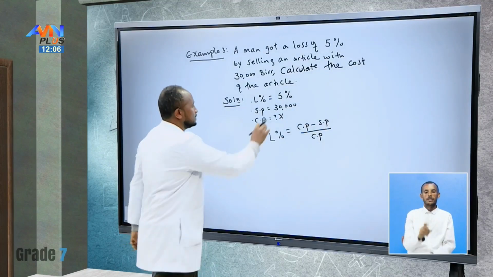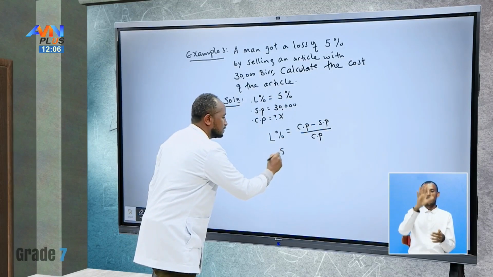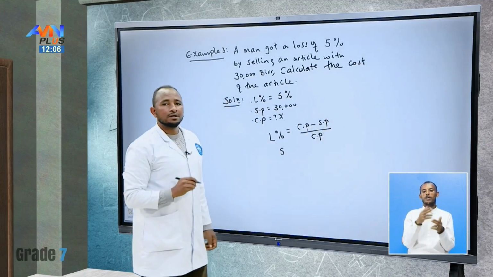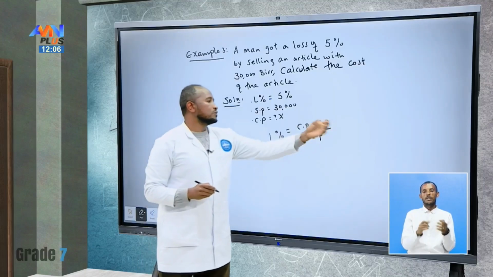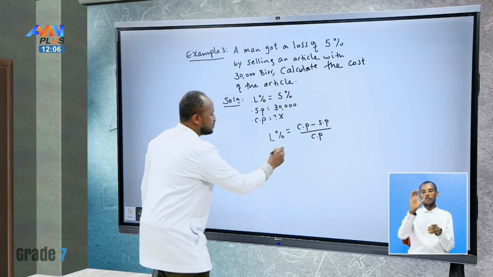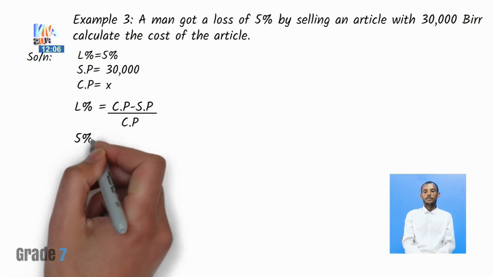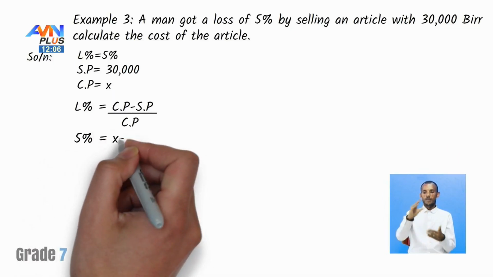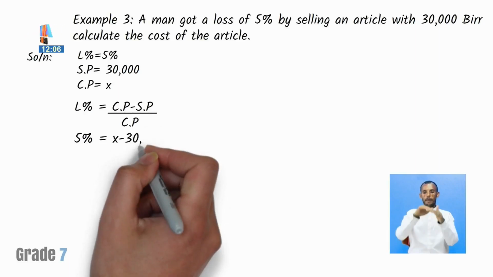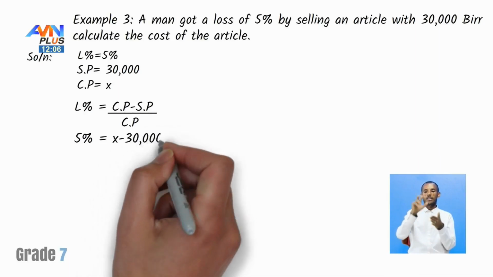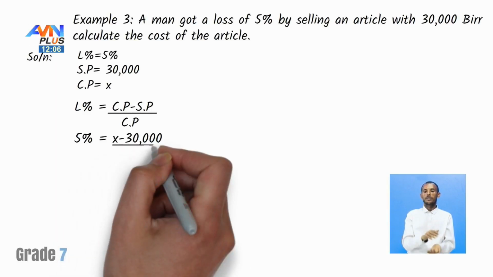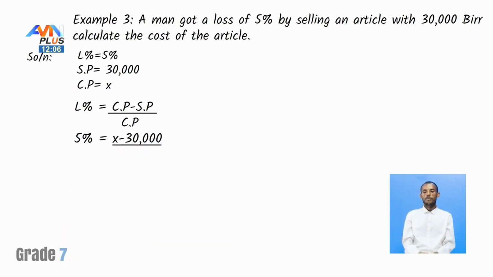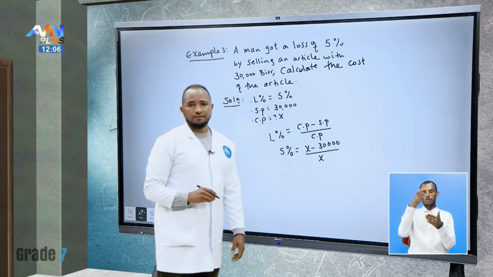So, loss percent is 5% is given here. No need of multiplying by 100% here because we are not changing this one into percent. Since the loss percent is given, don't use 100% here. So 5% is equal to the cost price we assume to be x minus the selling price, which is 30,000, divided by the cost price we assume to be x. So we try to find this variable.